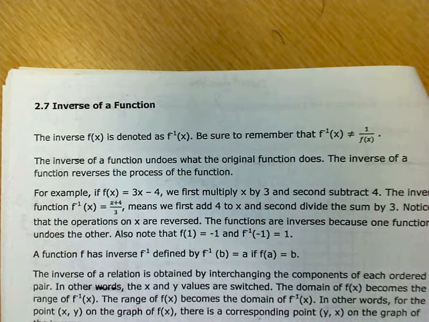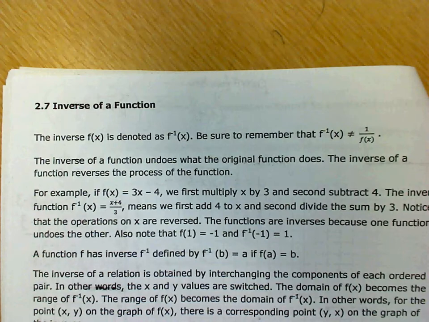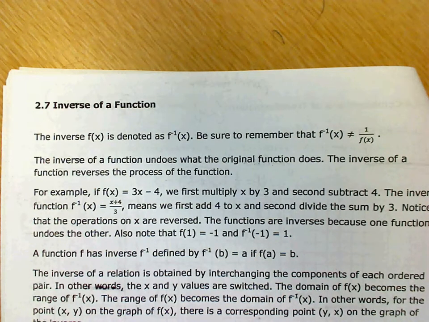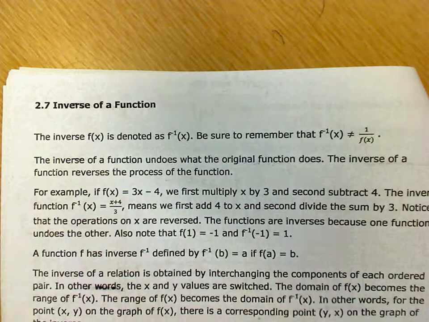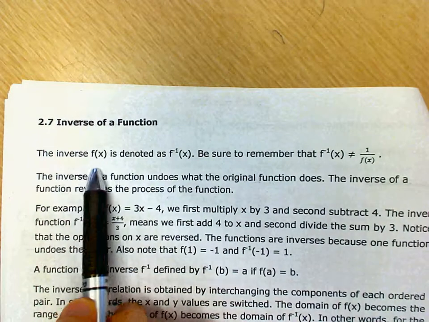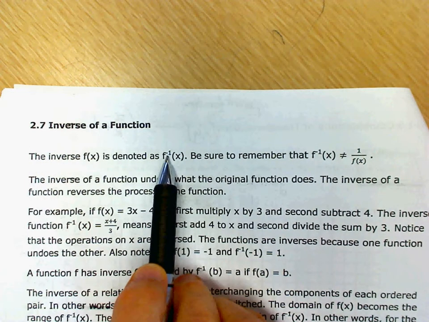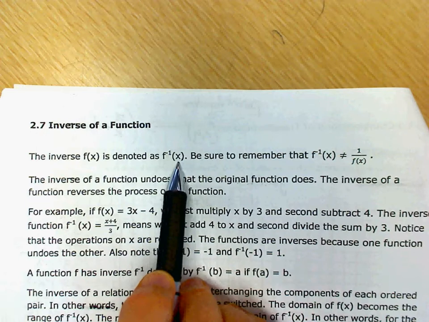So right now, today what we're going to do is inverse of a function. So basically you've done reflections over the x-axis. You've done reflections over the y-axis. Inverse of a function is a reflection over the y equals x line. So we'll illustrate that today, okay? It's just another reflection. The inverse of f of x is denoted by f uppercase -1 of x.